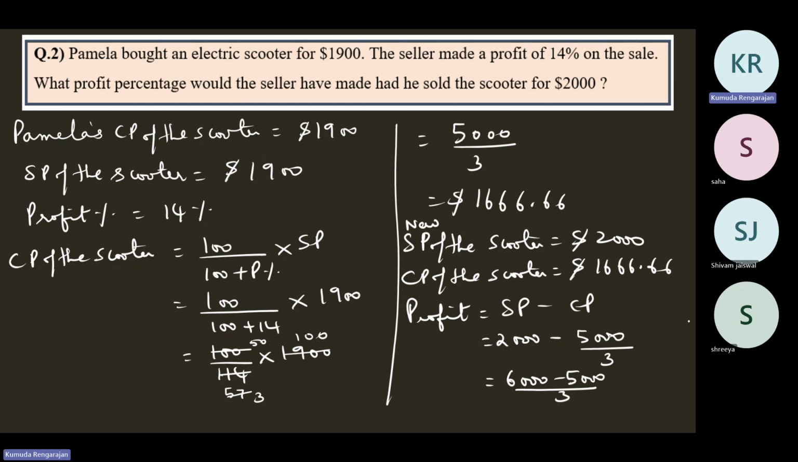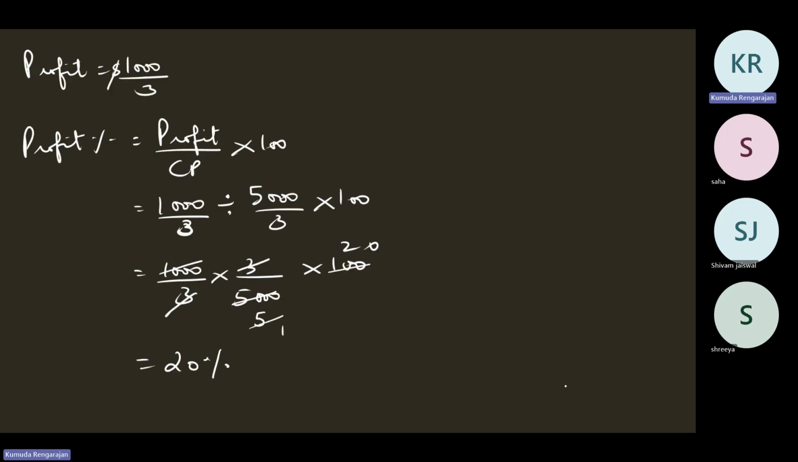Always take the fraction for further calculation. Don't use a decimal value. If the decimal value is an approximate value, meaning it is not terminating, don't use that for further calculation. Always use the fraction. That's why I've not used 1,666.66 for CP. I've used 5,000 by 3. So take the LCM, and the profit is 6,000 minus 5,000, so 1,000 by 3.